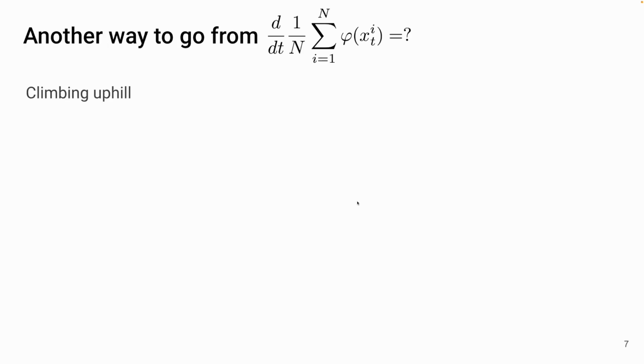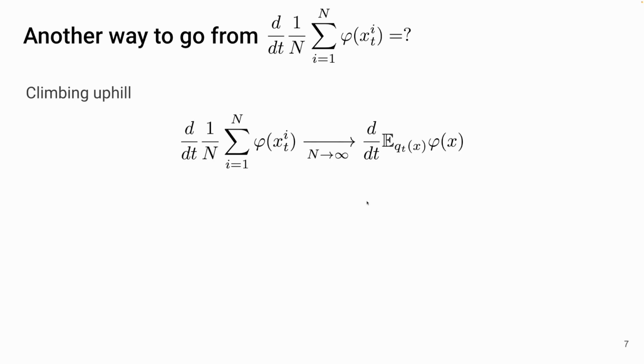Another way to go about this expression is to first climb uphill. In a way, we can wonder what was the previous form of this expression. And we can say that this is an empirical estimate of the corresponding mathematical expectation. So in other words, we can just take the limit first. We can set capital N to infinity, and then we'll get that this is the time derivative of the following mathematical expectation.